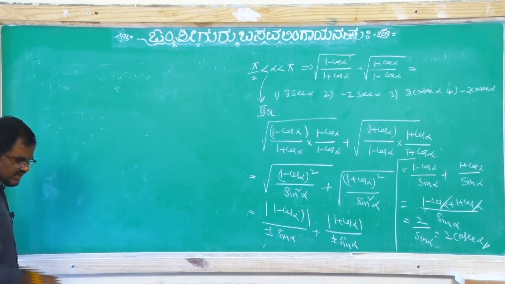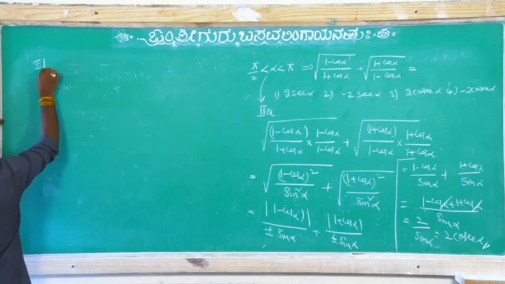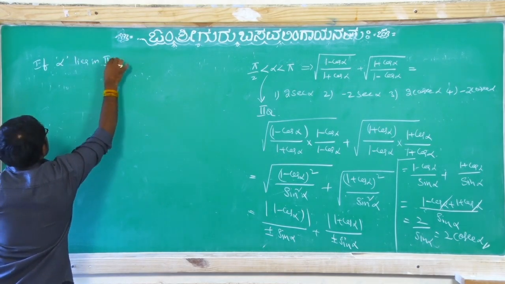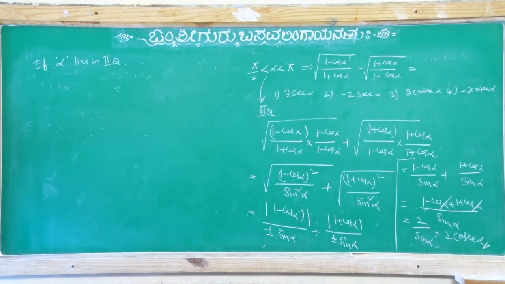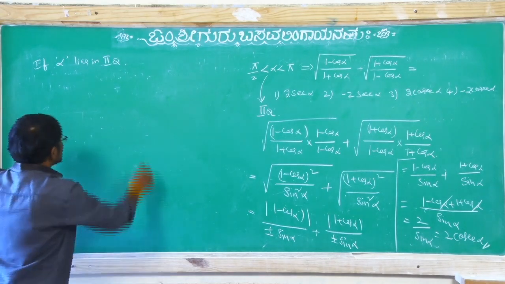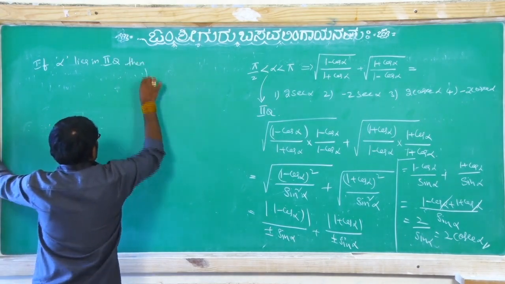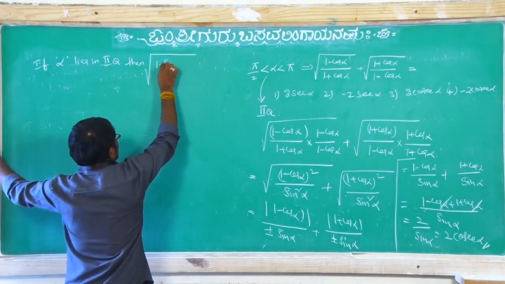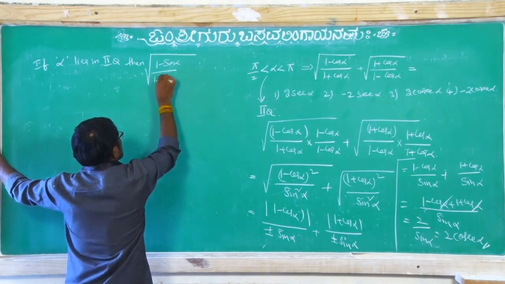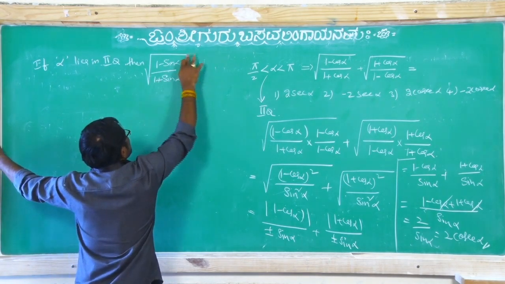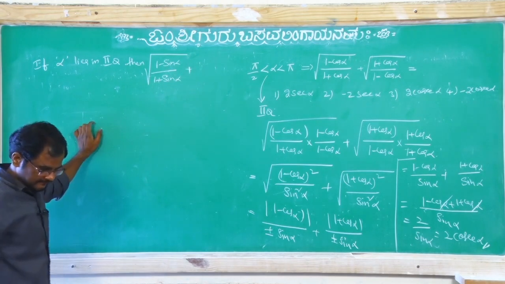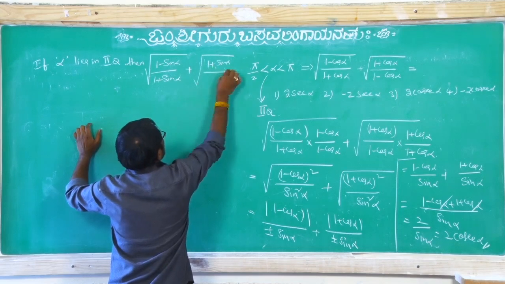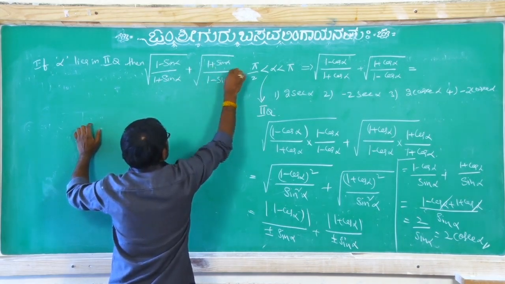Alpha lies in second quadrant. If alpha lies in second quadrant, then they are asking root of 1 minus sin alpha by 1 plus sin alpha plus root of 1 plus sin alpha by 1 minus sin alpha.